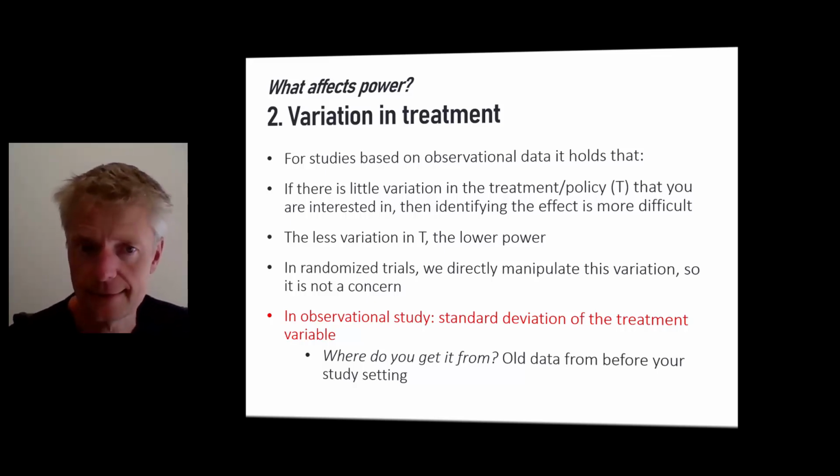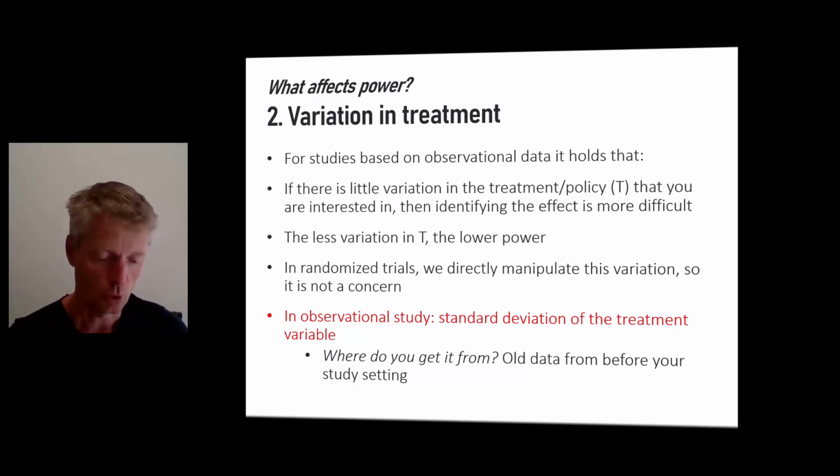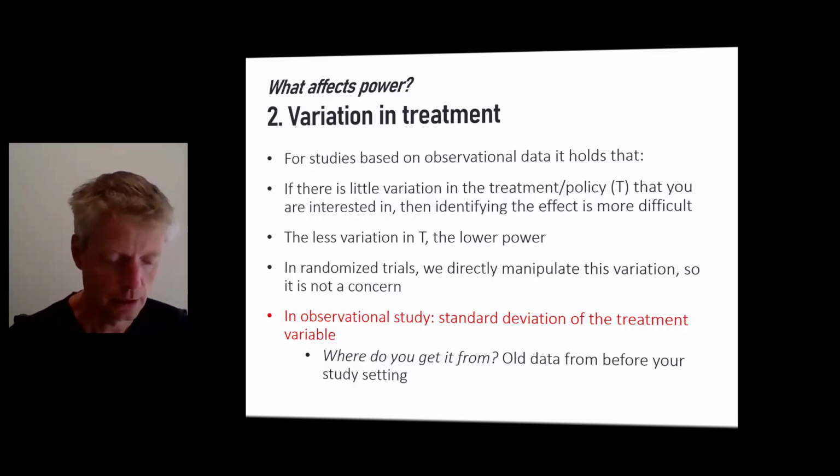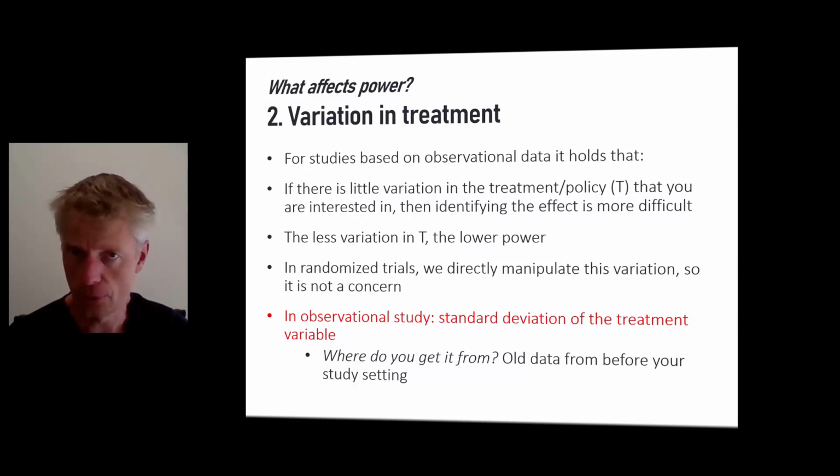And how do you get it? For example, there may be some old data from earlier years, from before doing your study, that gives you some idea of variation in treatment. So that's a second determinant of power.